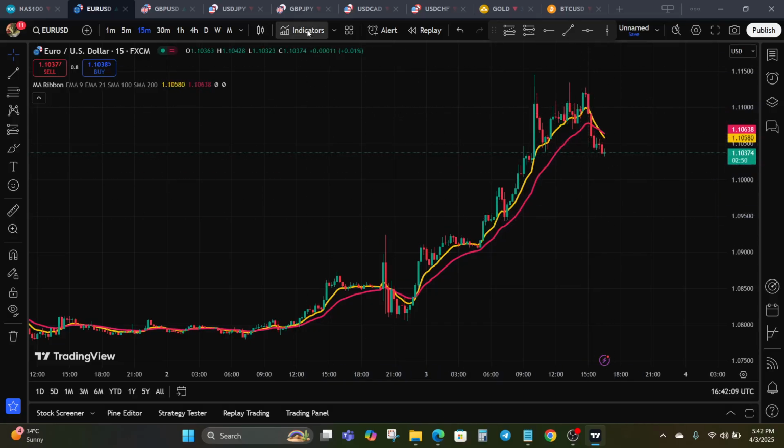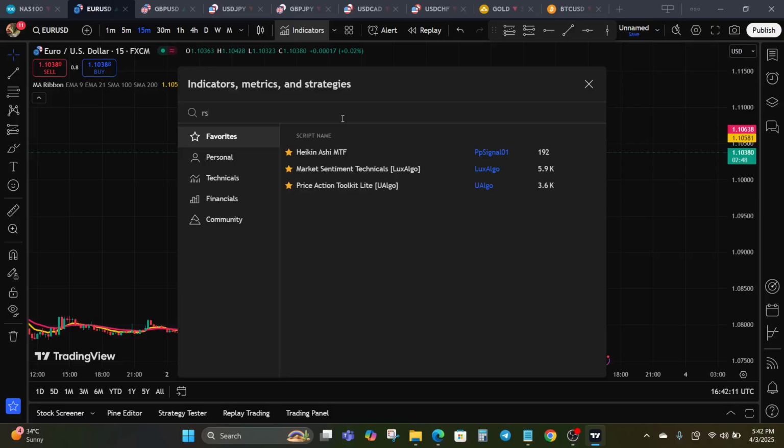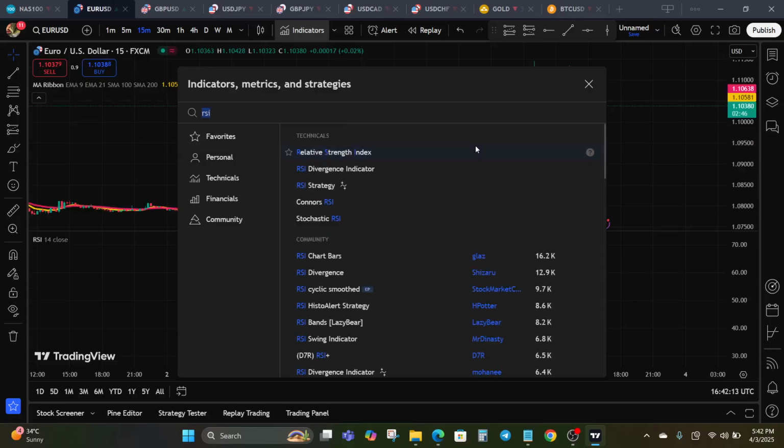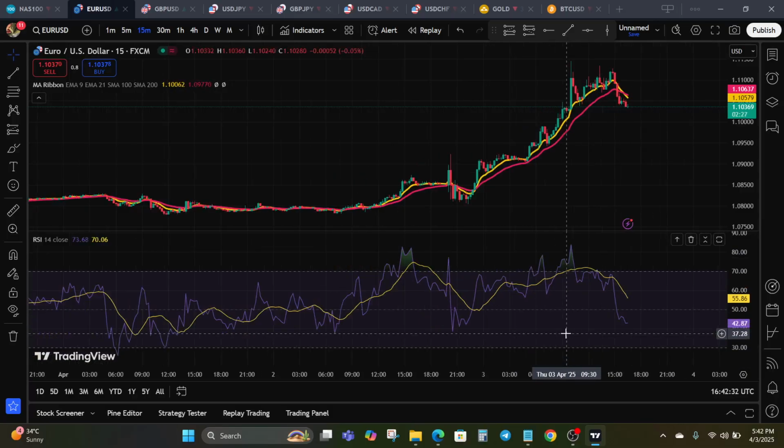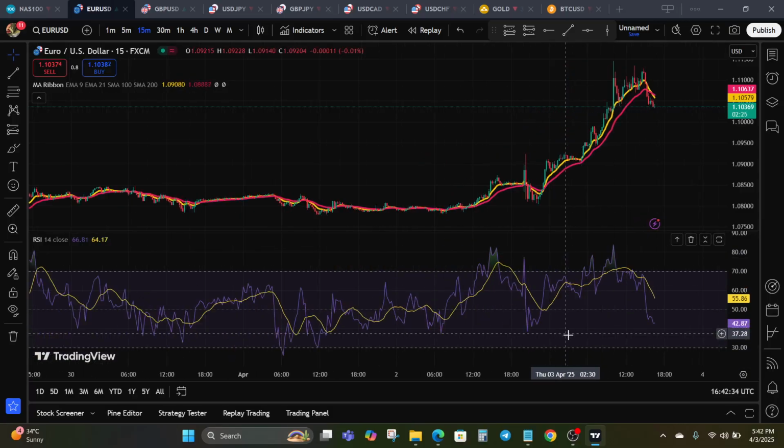Now the next indicator that we are going to be looking at is the RSI, the Relative Strength Index. The RSI helps determine whether EURUSD is overbought or oversold. An RSI above 70 suggests that the market is overbought, while below 30 suggests that it is oversold. This is key for spotting potential reversals.